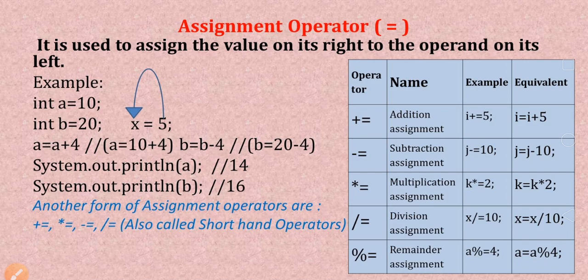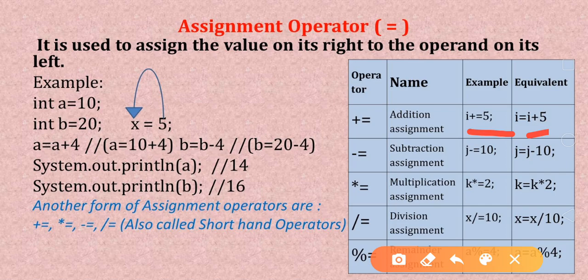So plus equal to means if for example I am writing here I plus equal to 5. It means whatever the value is there before this shorthand operator, same value will be added to the right hand side. So this expression will be written as I equal to I plus 5.